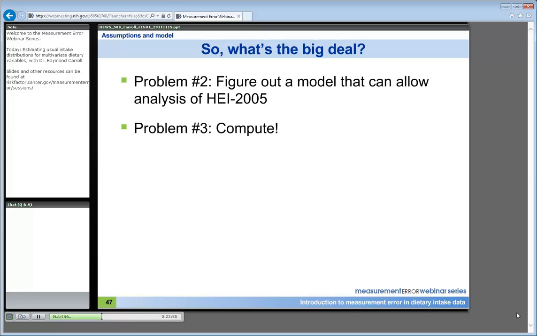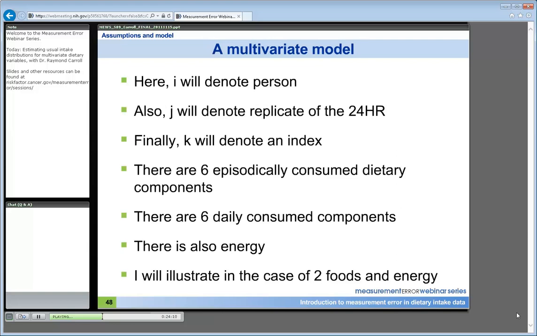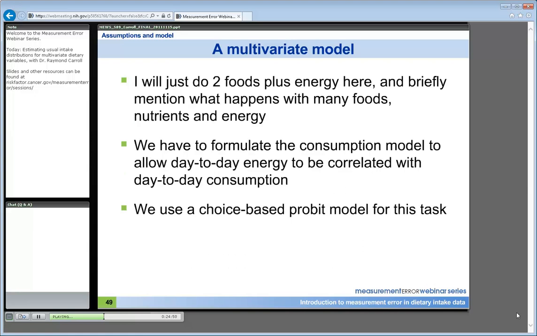So what we have to do is figure out a model that allows analysis of HEI 2005 total score, and we have to figure out how to compute those things. I'm going to spend a little bit of time on the model, less time on the computation, which is highly technical. We use the same notation from other talks. I is going to be a person, and J is going to be a replicate of the 24-hour recall. K is going to be an index depending on which dietary component you've got. There's 6 episodically consumed dietary components, 6 daily consumed, plus there's energy. So K could, in principle, run to be a pretty big number. Because we'd need a 90-inch screen to do the whole thing, I'm just going to do 2 foods and energy and show you what the model looks like.